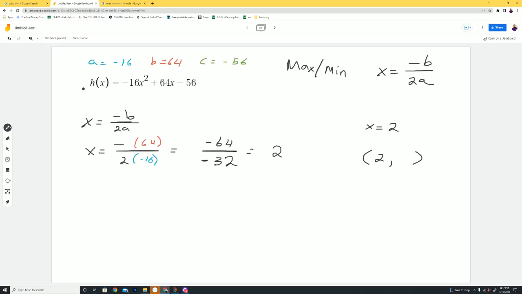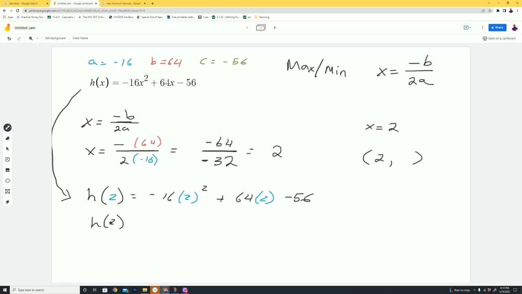And all we do is we take our x and plug it into our function. So instead of h of x, we're going to say h of 2. And we're going to find the height of this function. So h of 2 is equal to negative 16 times 2 to the second power plus 64 times 2 minus 56. And then we just follow PEMDAS to find the solution.